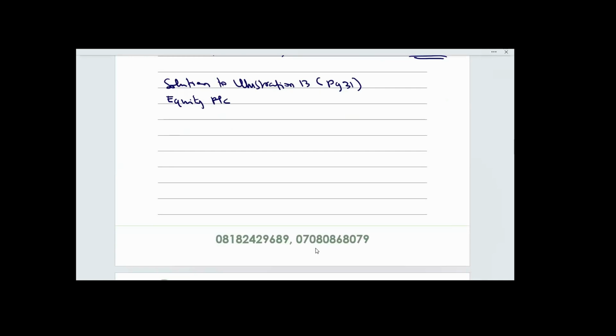In the question, I can see ordinary share capital, which means I'm going to calculate cost of equity. In the question also, I can see 7% debenture. That means I need to calculate cost of debt. There's no preference share in this question. I don't need to calculate cost of preference share since I don't have it.